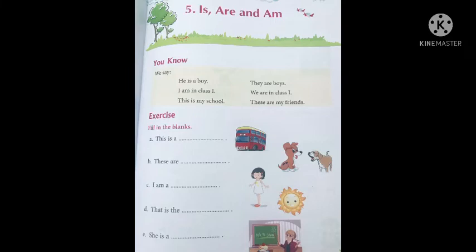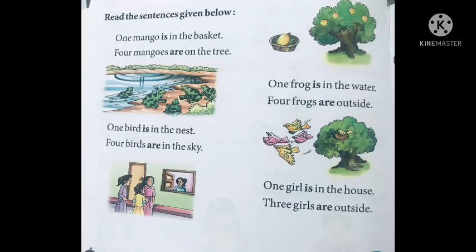Now let's read the next passage. One mango is in the basket. 4 mangoes are on the tree. 1 frog is in the water. 4 frogs are outside. 1 bird is in the nest. 4 birds are in the sky. 1 girl is in the house.